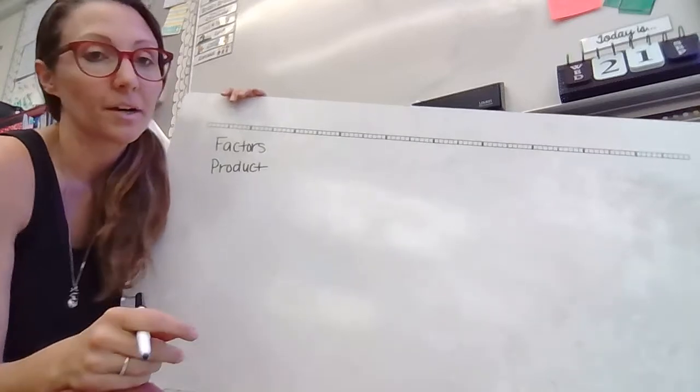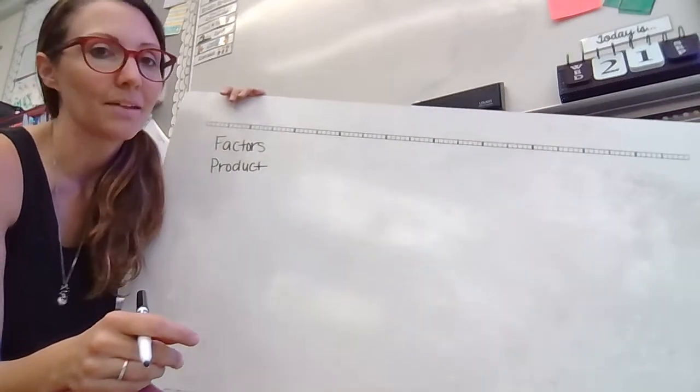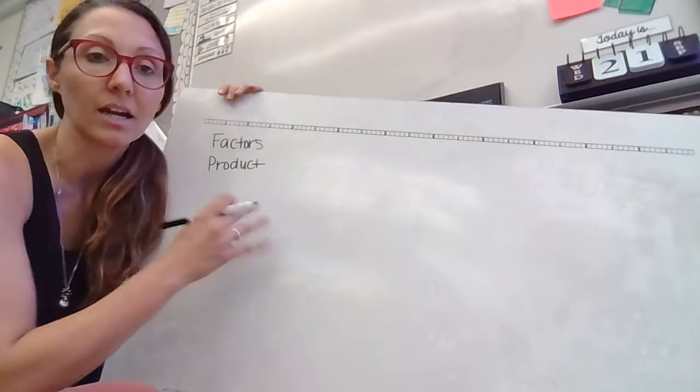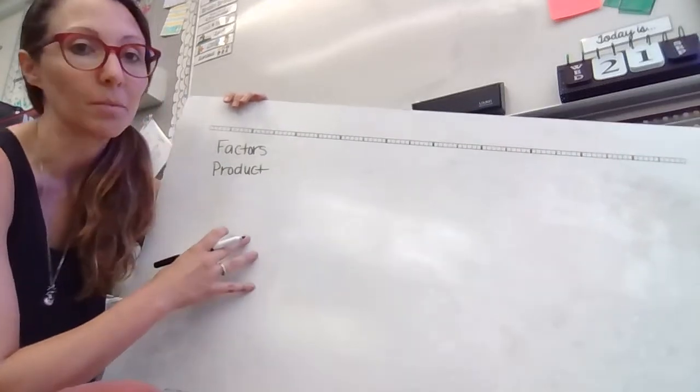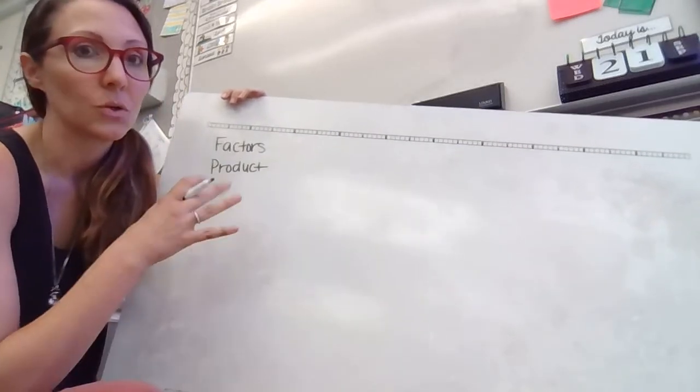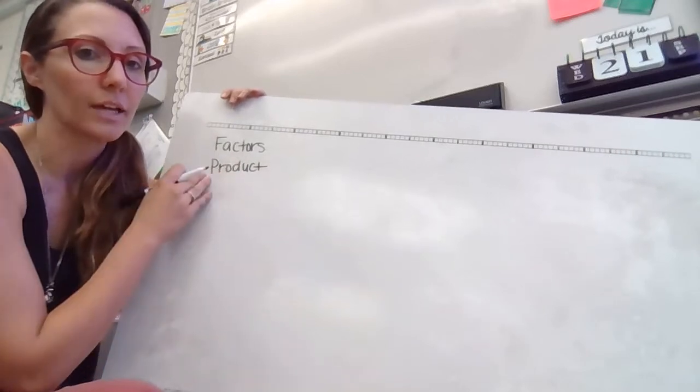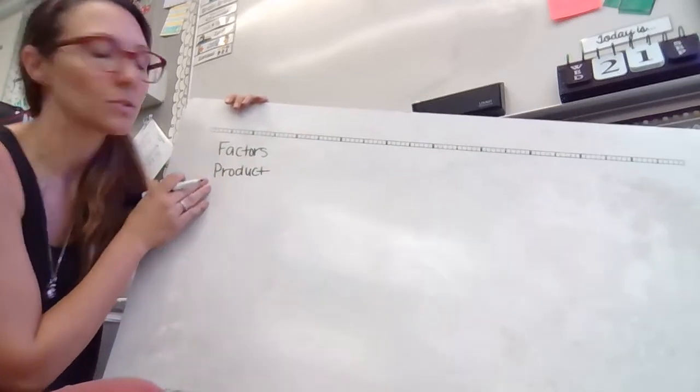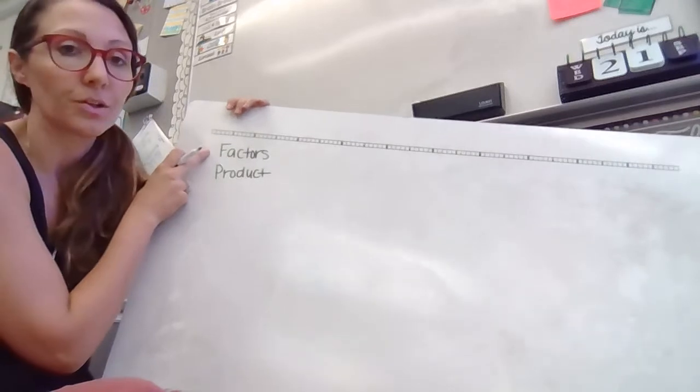Today in math, we're going to be talking about using something called mental math. So, being able to do math in our heads, not necessarily having to write it down on paper. And in order to do that, first, we're going to look at some of these important vocabulary words. So, the first word that we're going to learn are factors.